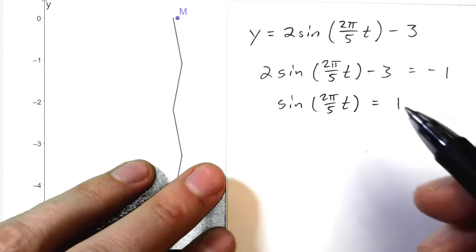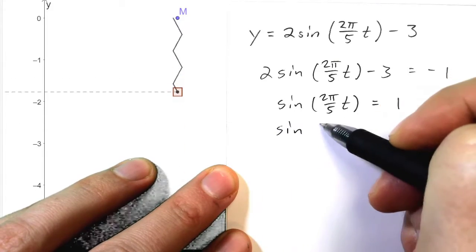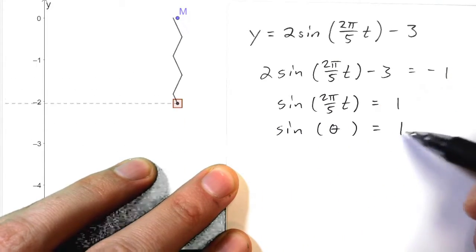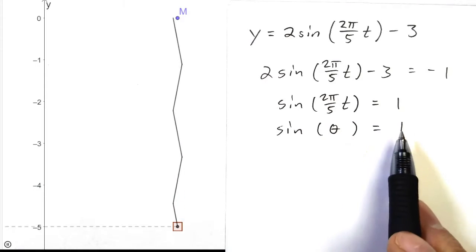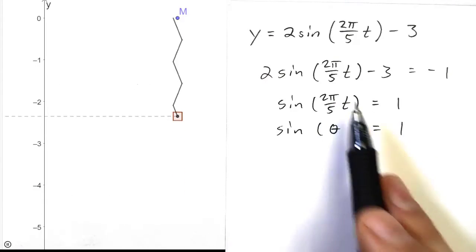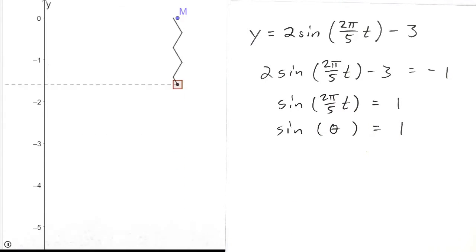And what we'll do to solve this to begin with is we'll just look at where sine of theta is equal to 1. We'll find the values of theta that are equal to 1 and then realize that theta is the same as 2 pi over 5t, and that will give us the value of t.